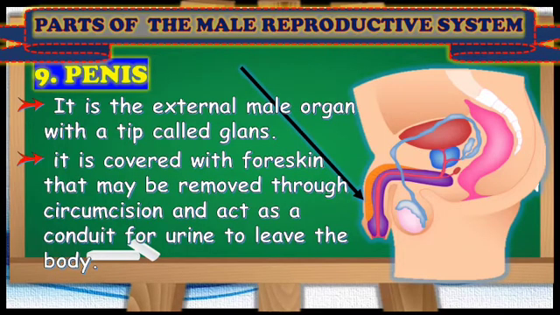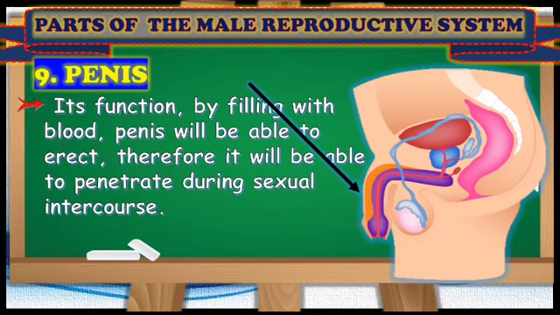So, aside from that, the penis, its function is by filling with blood. Penis will be able to erect. Therefore, it will be able to penetrate during sexual intercourse. So, pag may mga asawa na kayo later on, yan yung gagamitin nyo for what you call sexual intercourse. Naintindihan? It is by filling with blood. Punong-puno daw yan ng tinatawag na dugo.